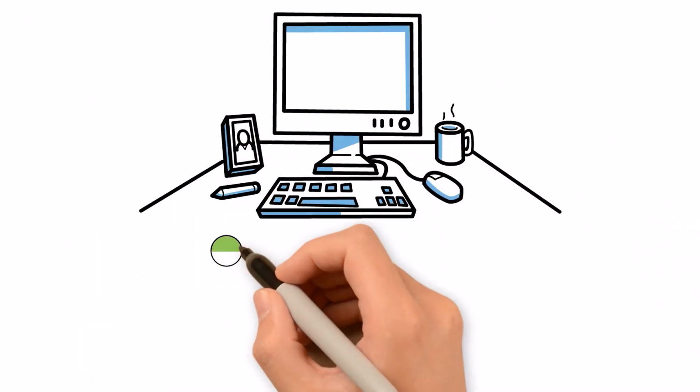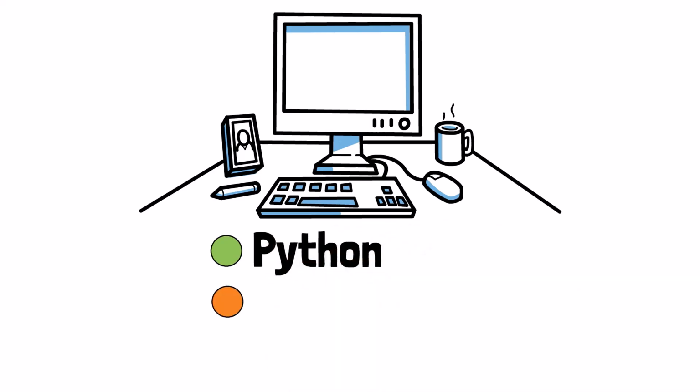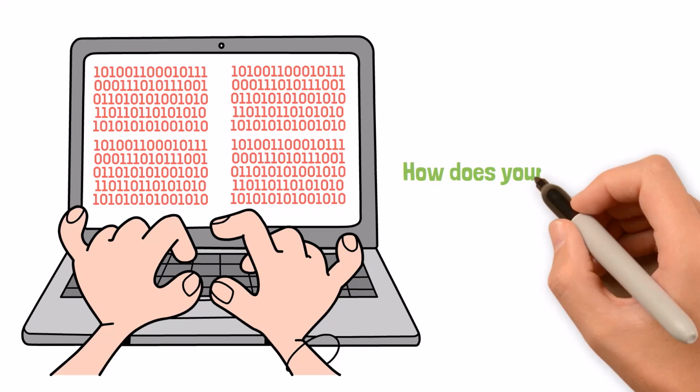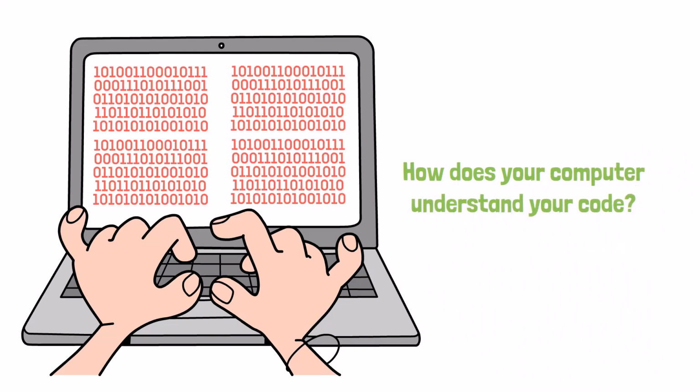You write code in a programming language like Python, C++, or Java, but your computer doesn't speak those languages. It only understands machine language, a long list of zeros and ones. So, how does your computer understand your code? The answer is a compiler.